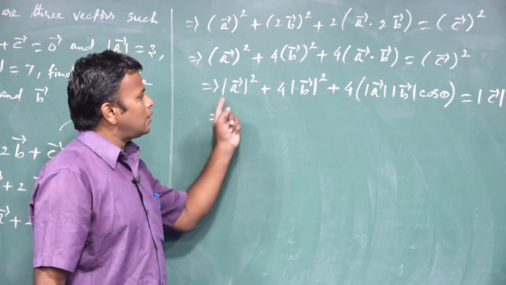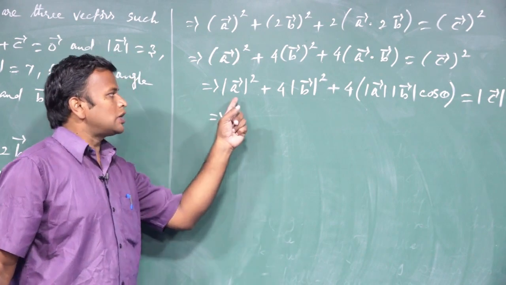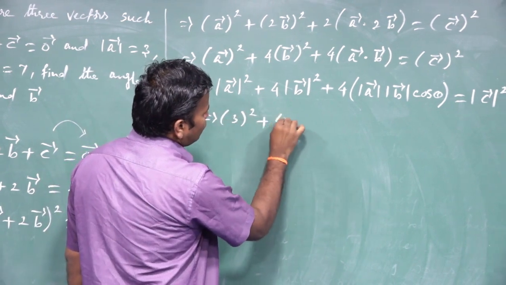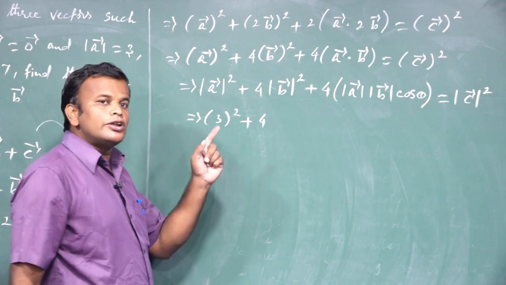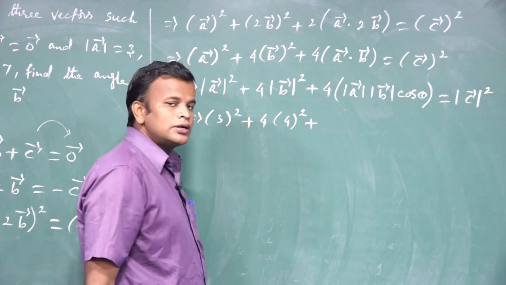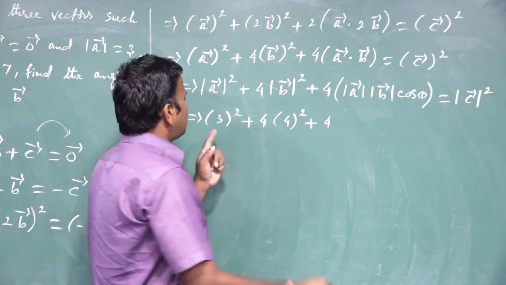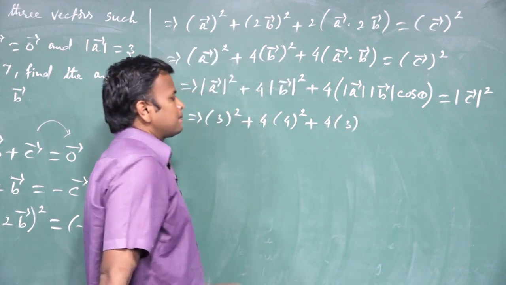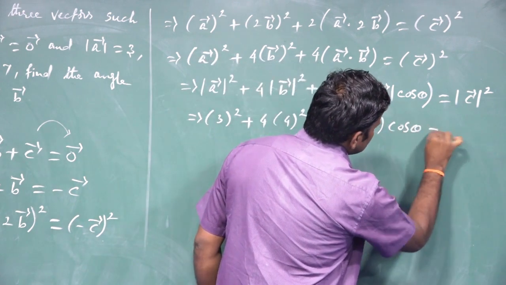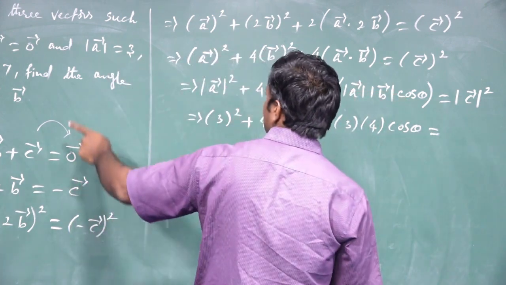The next step, we substitute the given values. The values of modulus A, modulus B and modulus C are all given. The value of modulus A is 3, so 3 square, plus 4. The value of modulus B is 4, so 4 square plus 4. Modulus A vector is 3, modulus B vector is 4, into cos theta is equal to modulus C vector the whole square. The value of modulus C vector is 7.